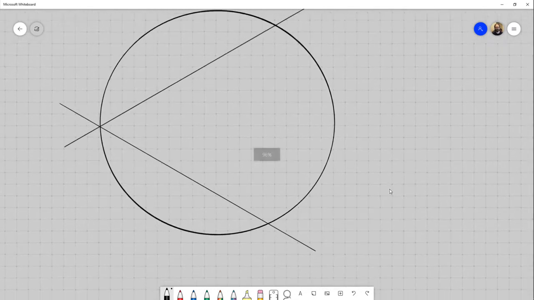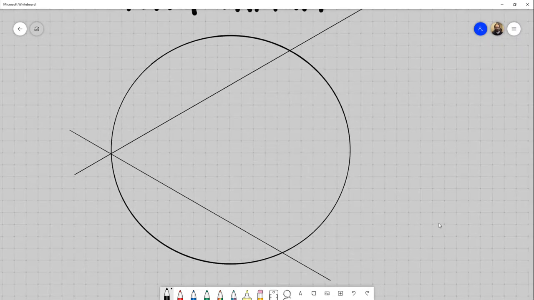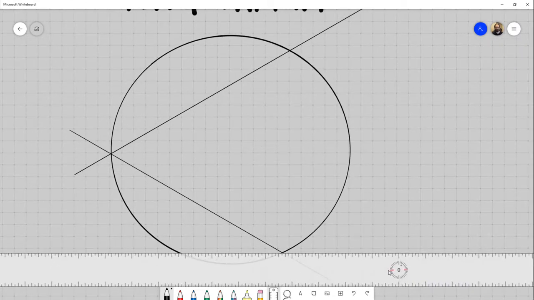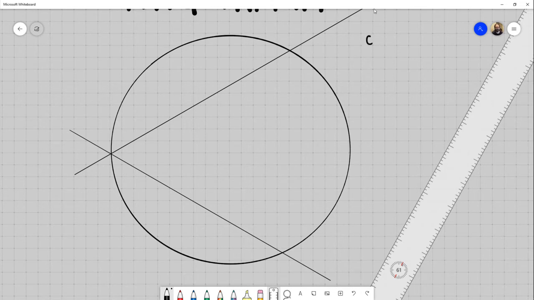Where'd my chord go? I had another chord. I don't know where it went. I'll just do it freehand, or I guess I'll get my ruler out. We want to see where these two chords intersect the circle. And the word that I'm using here is chord, kind of like the music chord. Again, a chord is just a line that cuts across a circle.